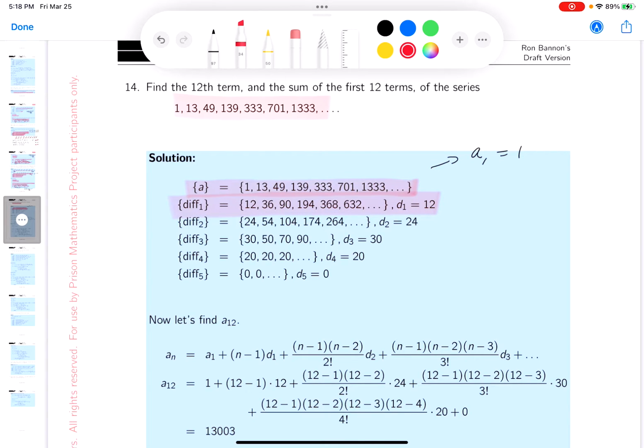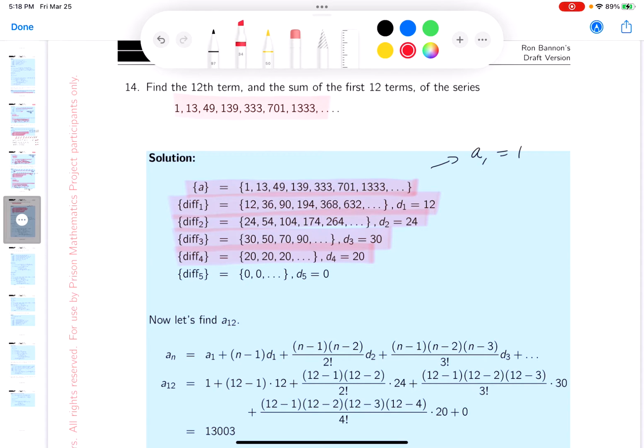Again, I'm not going to go through that. We've done that a number of times. So the D1 is 12. I keep doing it. The D2 is going to be 24. I keep doing it. I get 30. I keep doing it. And this is kind of a deep problem, right?